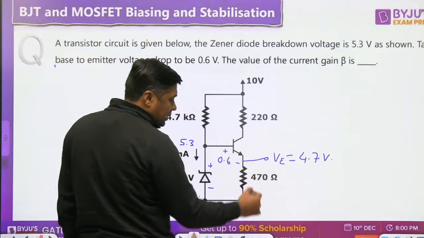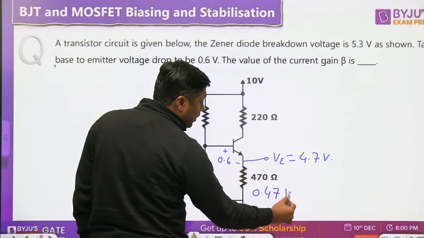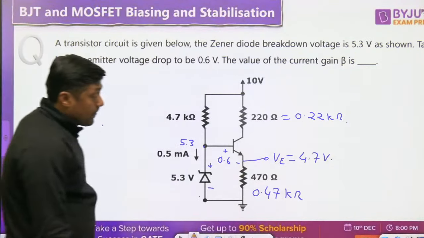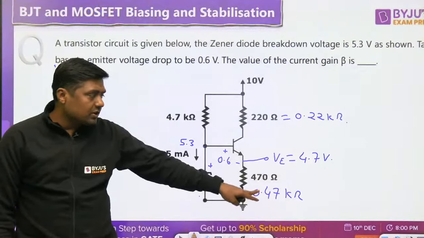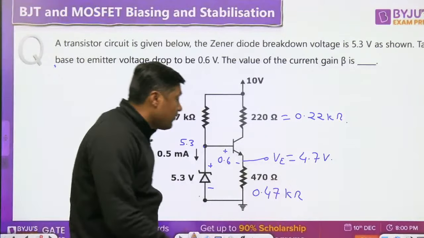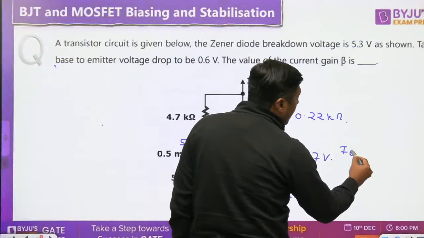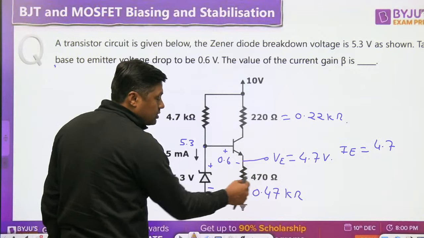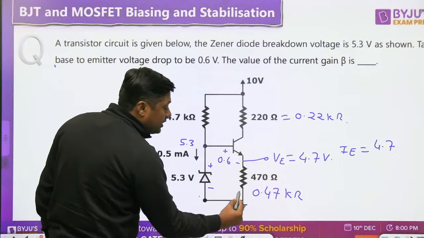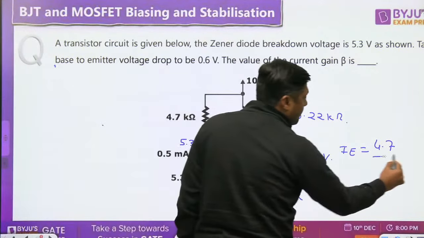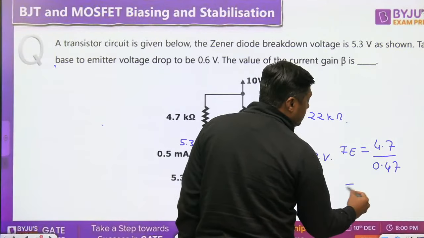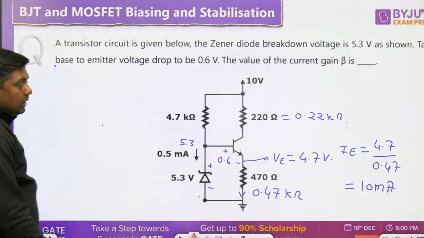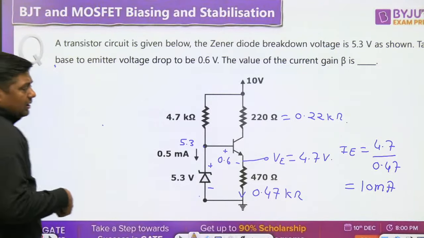4.7 volt, and this is nothing but 0.47 kilo ohm. Convert it in kilo ohm. This is the 0.22 kilo ohm. Once you get the value 0.47 kilo ohm and this 4.7 volt, you can find the value of IE. IE is nothing but 4.7 volt, the voltage at this point, upon the resistor 0.47, that is RE. You can find the IE current here. Check my calculation, you will get 10 milliampere. Now you have to find the value of beta.